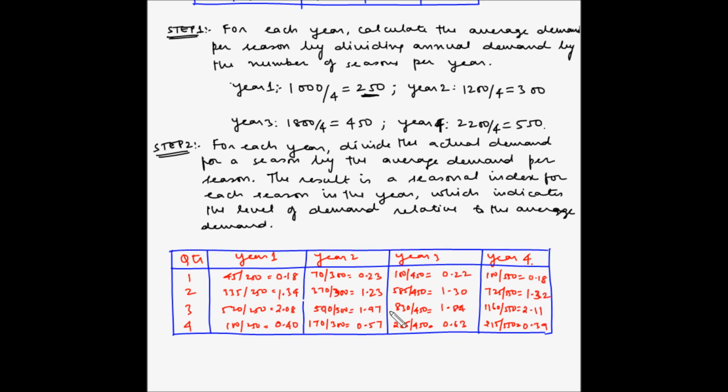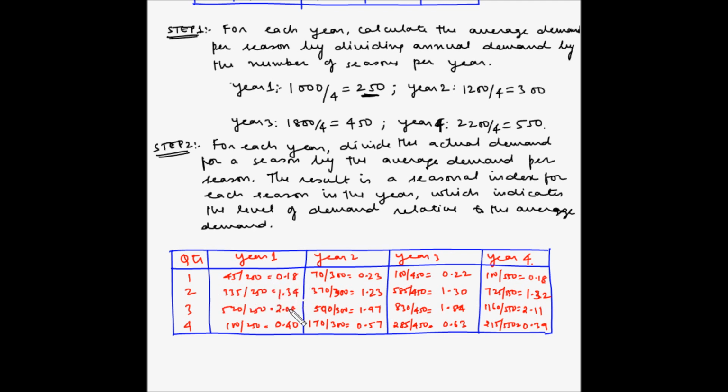So these are the figures after the division, and these are known as the seasonality index. So 0.18 is the seasonality index for year 1, quarter 1. 1.34 is the seasonality index for year 1, quarter 2.